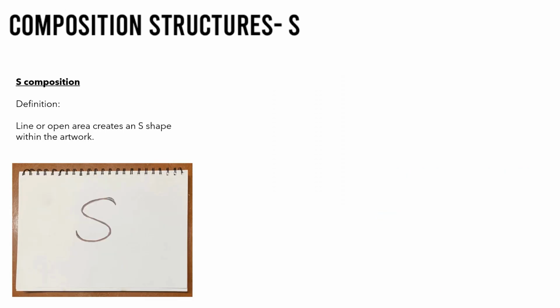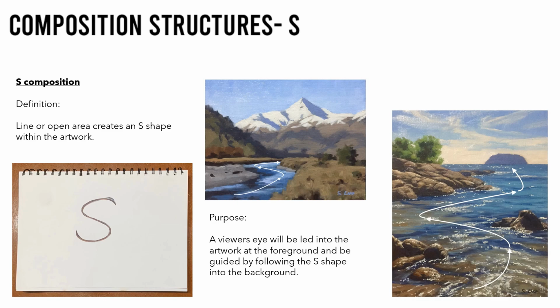S composition. So a line or open area creates an S shape within the artwork. And I have some exemplars here. So the idea is a viewer's eye will be led into the artwork at the foreground and be guided by following the S shape into the background. So my two exemplars again are sea pieces, or I think that's a lake or a river. But you can see how when you first look at those paintings, the first thing you are probably going to look at is the foreground, and then your eye is then going to be guided round by the S shape leading into the background.